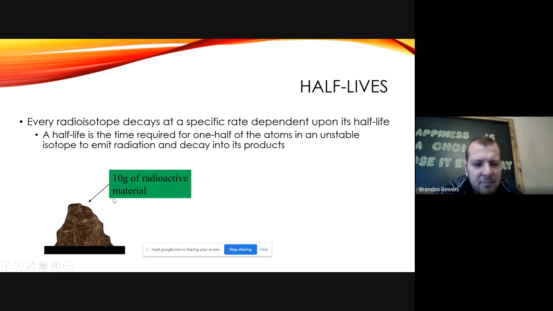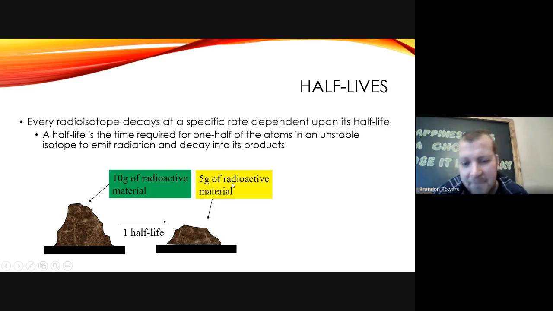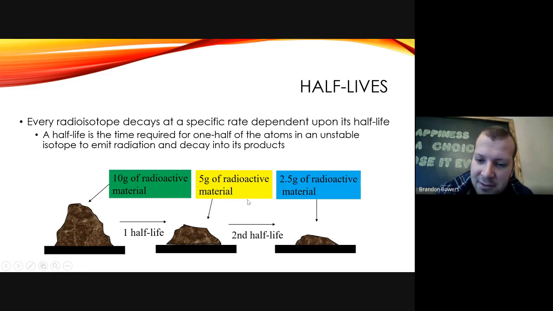Now, if you look down here, I start with 10 grams of radioactive material. A half-life would be the time required to get to 5 grams of material. A second half-life, so let's say we went through 2 half-lives. What's half of 5? 2.5. And so on and so on after various half-lives.